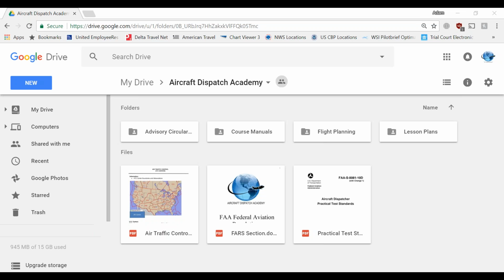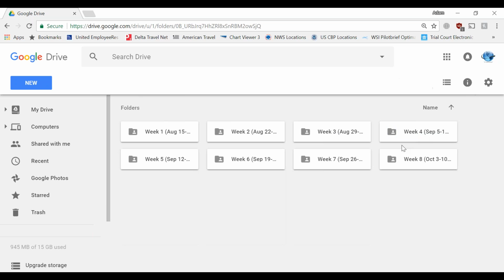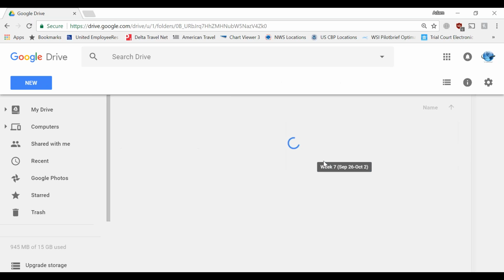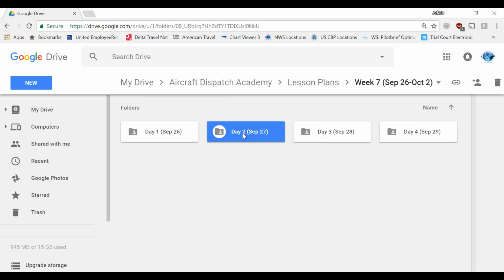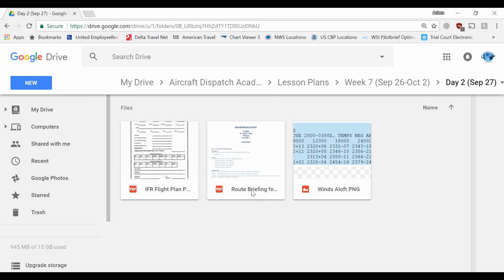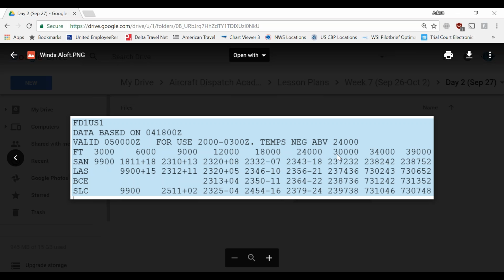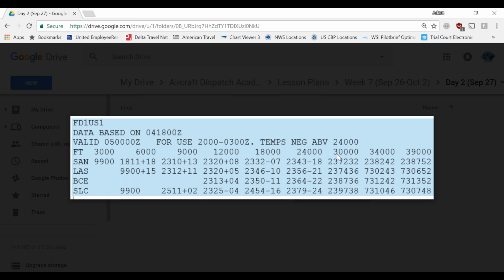Okay, so let's start by looking at those winds aloft that you're talking about. That was on Wednesday, week 7, day 2, I believe. There's the winds aloft that I posted. This is for the San Diego to Salt Lake flight, if you've been working on that one.